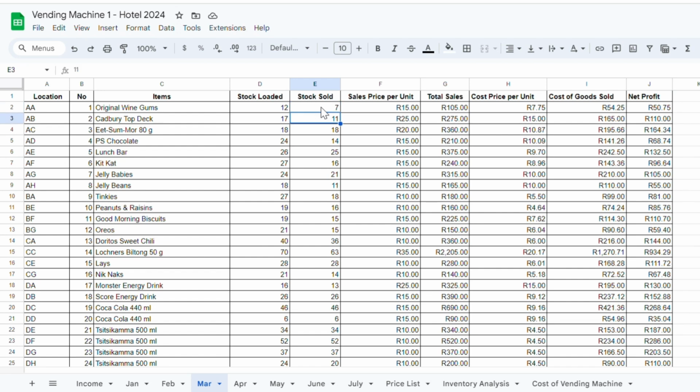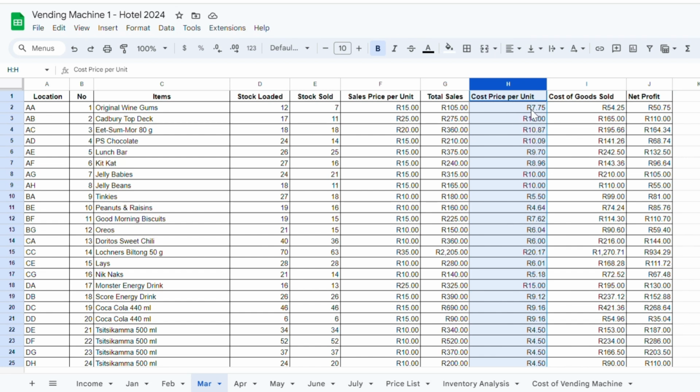And then in the stock sold, I do that usually at the end of the month, because what's left over would be a calculation of all the stock that has been loaded subtracted by what's left over, which gives us how much has actually been sold for the whole month. And this is the sales price per unit, how much I sell it for. And those are the total sales.